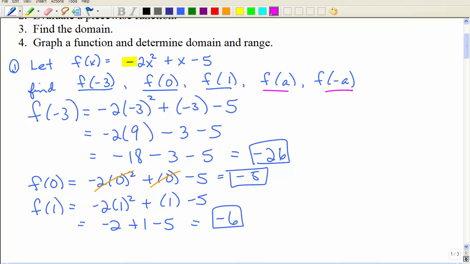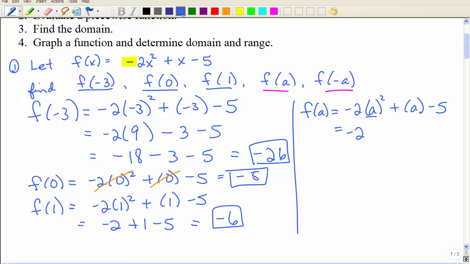Well, it's actually easier than the numbers. So let's take a look at that. So if I want to find f of a, again, just like I did the numbers, in place of x, I'm going to put an a. And order of operations, that's a squared times negative 2, and an a and a negative 5. There's no like terms, so we just leave it like that. Actually easier because no arithmetic.